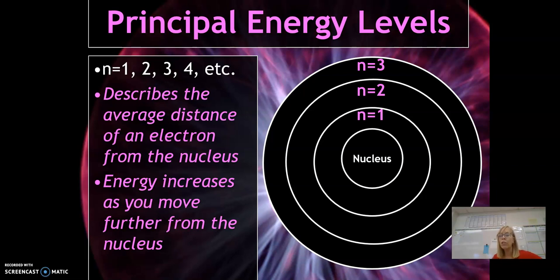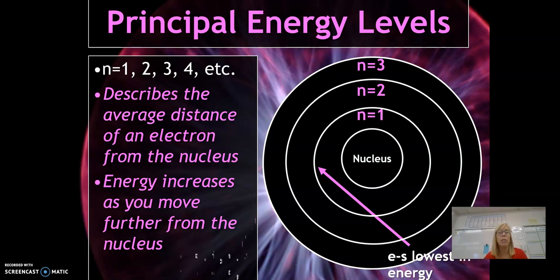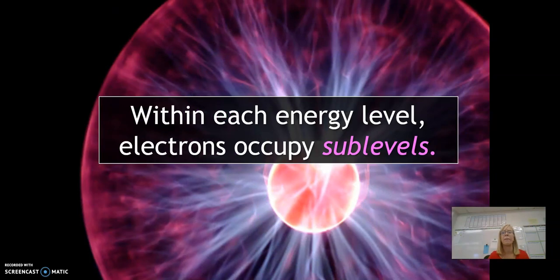Energy is going to increase, so circle or highlight that. Energy is going to increase as you move farther from the nucleus. So our electrons that are the lowest in energy are going to be closest to the nucleus, and our electrons that are the highest in energy are going to be the farthest away from the nucleus.